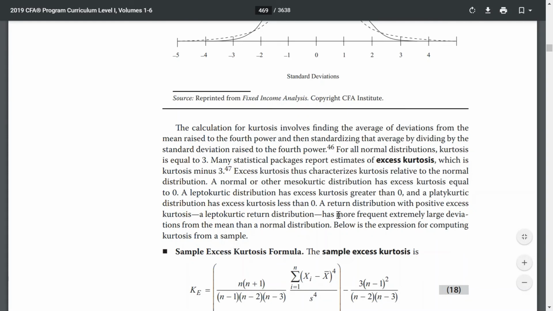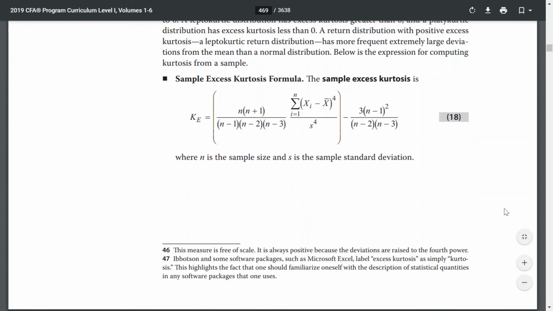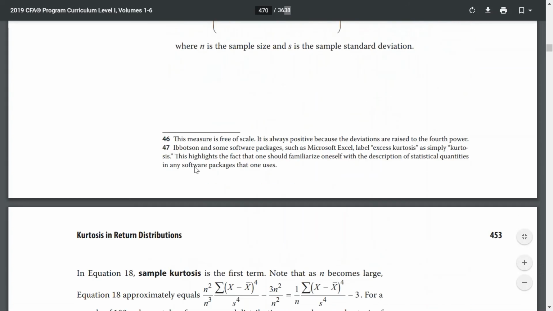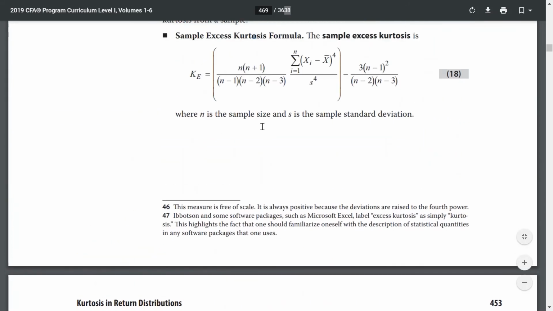A return distribution with positive excess kurtosis, a leptokurtic return distribution, has more frequent extremely large deviations from the mean than the normal distribution. Below is the expression for computing kurtosis from a sample. Sample excess kurtosis formula. The sample excess kurtosis is this monstrosity of a formula. Man, imagine memorizing that. We'll go over the review after I finish the reading of these 3,000 pages. Where n is the sample size and s is the sample standard deviation.